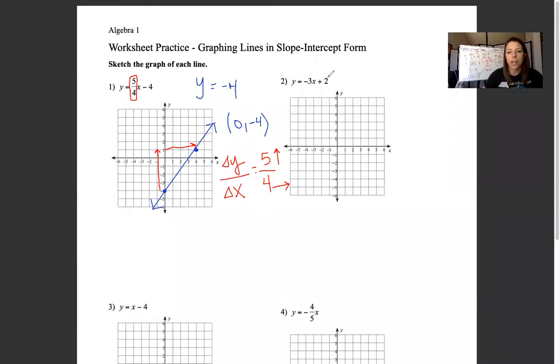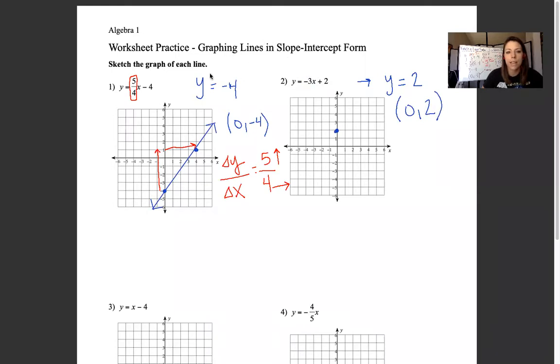Let's take a look at the second one here. Again, we need a point, and the easiest point is to plug in 0 for x. So when I do that, I end up with y equals 2, right? 0 plus 2 is 2. So that's the point 0, 2. So here, I'm starting at 0, going up to 2, putting a point. Let me get rid of this.